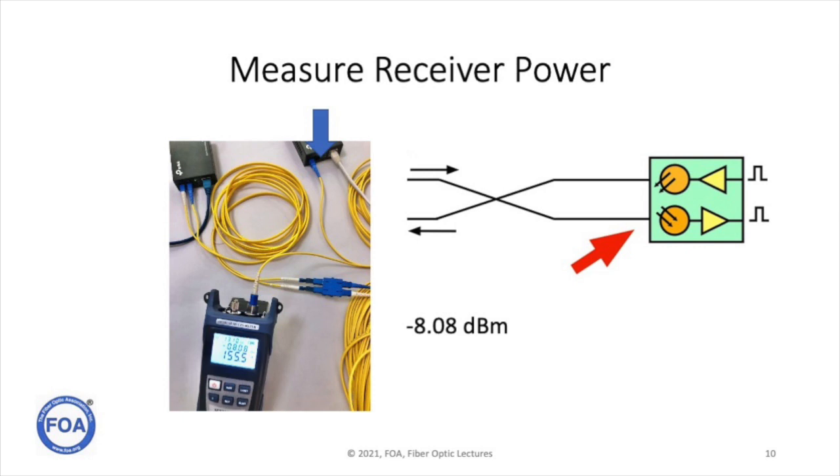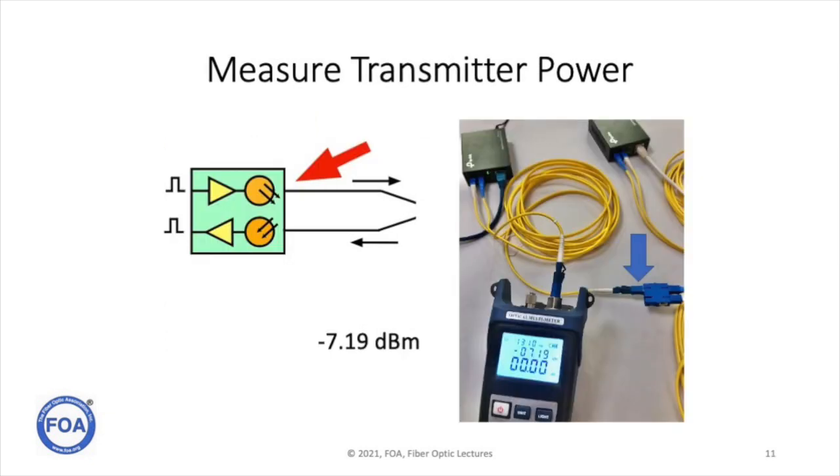To measure the receiver power, we unplug the fiber optic cable connected to the receiver, plug it into a power meter, and here we are reading minus 8.08 dBm from our single-mode fiber. To measure the transmitter output, we unplug the patch cord that connects the transmitter into the fiber optic cable plant, and we measure the output of the transmitter at the output of that patch cord. In this case, we're measuring minus 7.19 dBm.